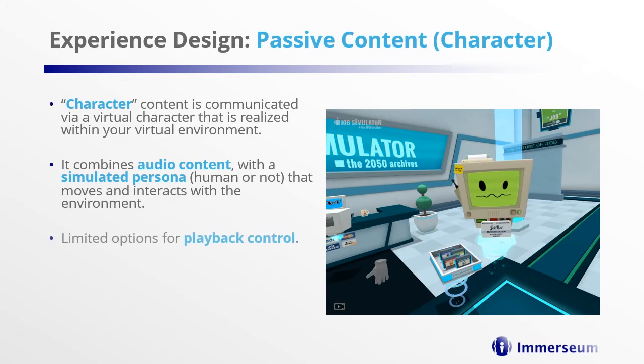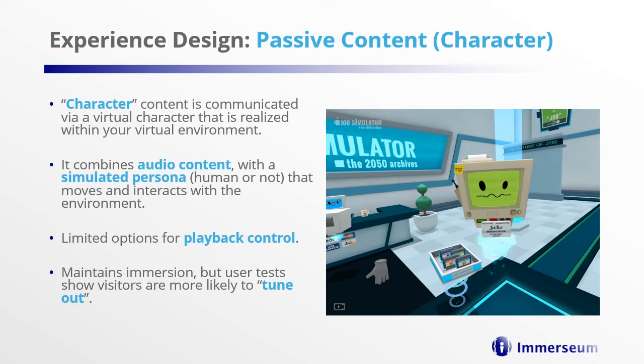Then the final example of passive content is a character guide. This is the tour guide. My favorite example of a tour guide is JobBot from Job Simulator. Little robot guy who tells me what to do, how to do it, and where to go, and guides me through the experience. As a didactic tool, it's basically the equivalent of a docent, a tour guide, a teacher, who walks me through the process and walks me through the experience.